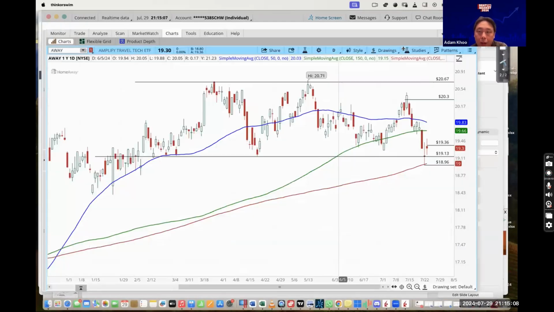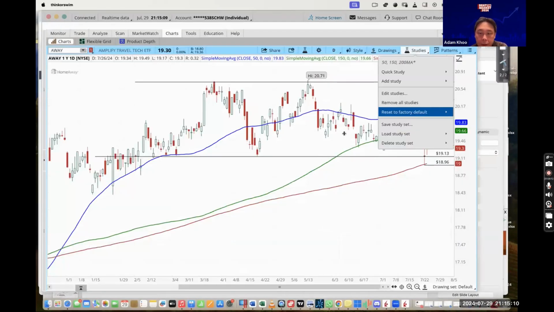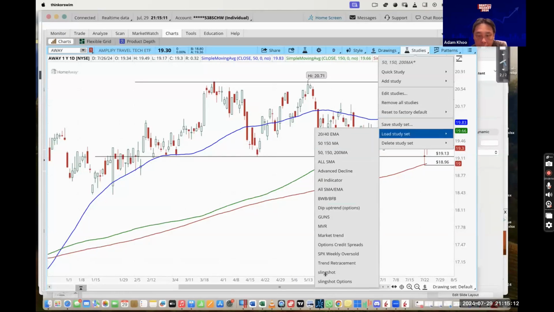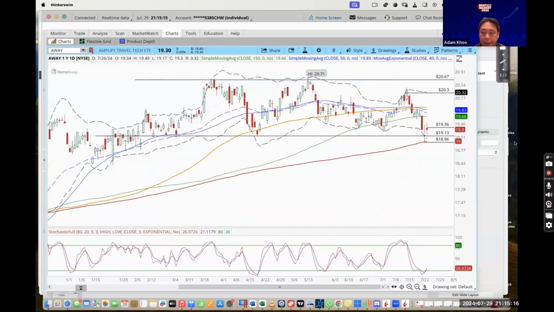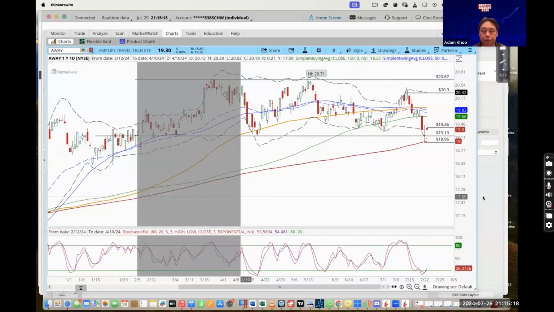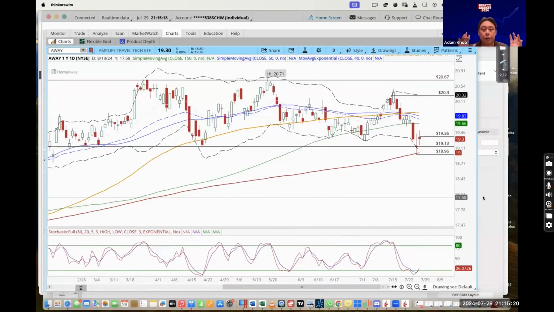So let me open up my slingshot setup. Slingshot. There we are. That's my slingshot. So a slingshot is kind of like when the price drops to a certain level, I expect it to sling back up. It's a slingshot. Okay?